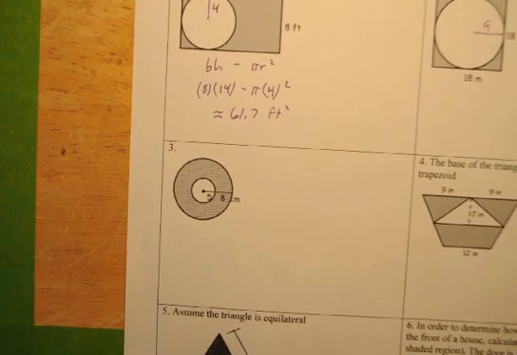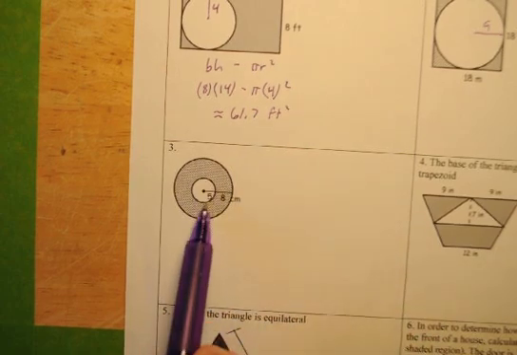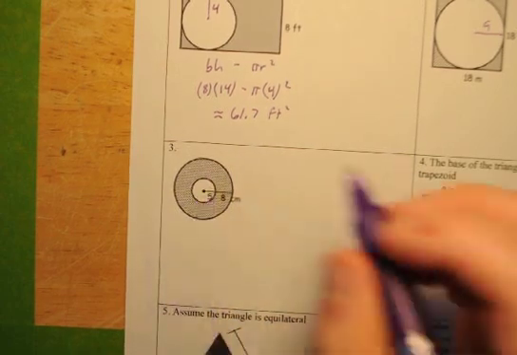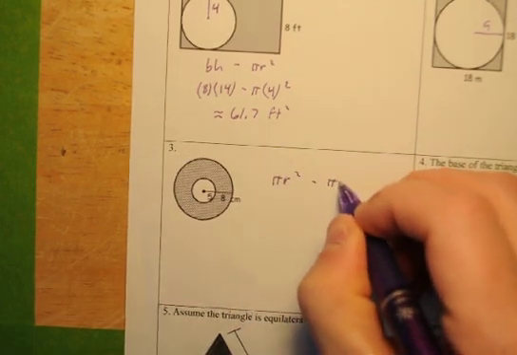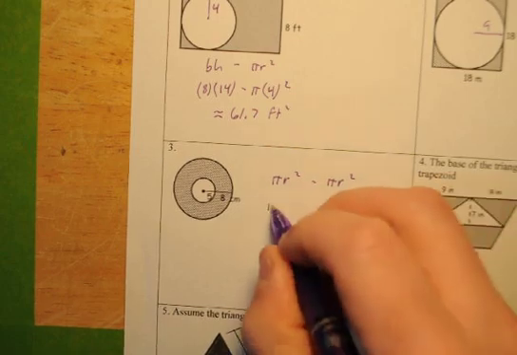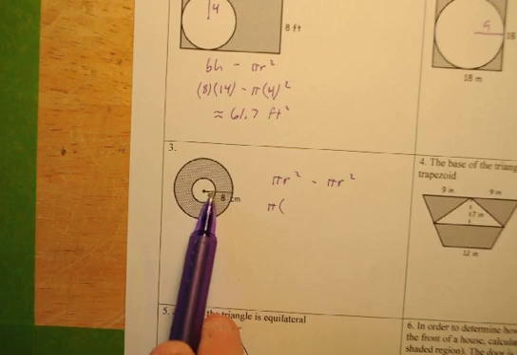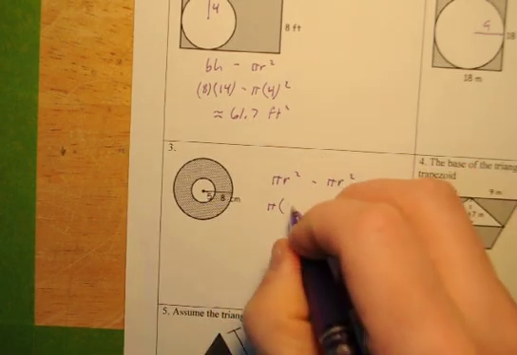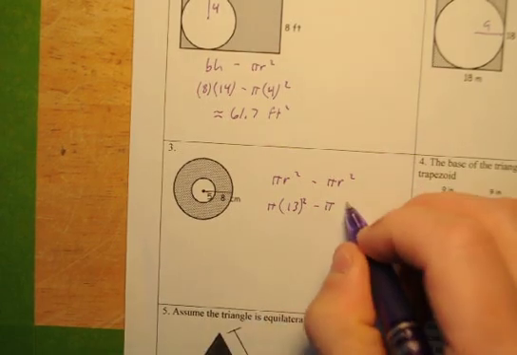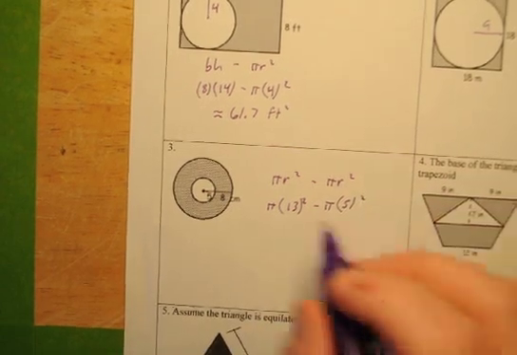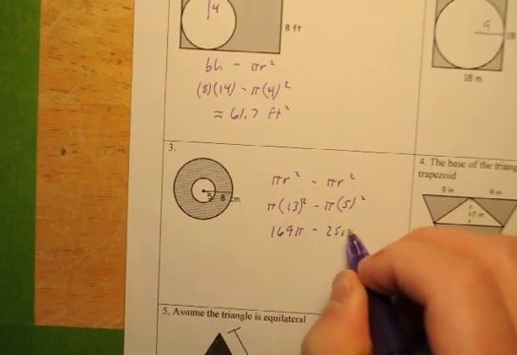Alright, same idea here. We've got a large circle, and then we're going to cut out the inner circle. So that would be pi r squared for the large circle minus pi r squared for the small circle. It's a little confusing, but the whole radius of the large circle is 5 plus 8, which is 13. And the radius of the small circle is 5. So therefore, we've got 169 pi here, we've got 25 pi here.